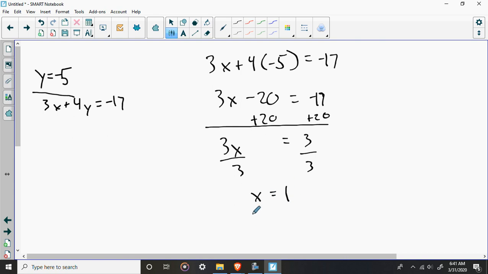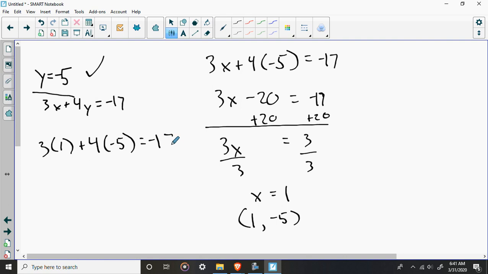So right now we think our answer is 1, -5, right? Why do we know y is -5? Because they told us y is -5. Let's go ahead and find out. That's 3 times 1 plus 4 times -5 is equal to -17. 3 minus 20 is equal to -17. So -17 is equal to -17, and all is right in the universe.